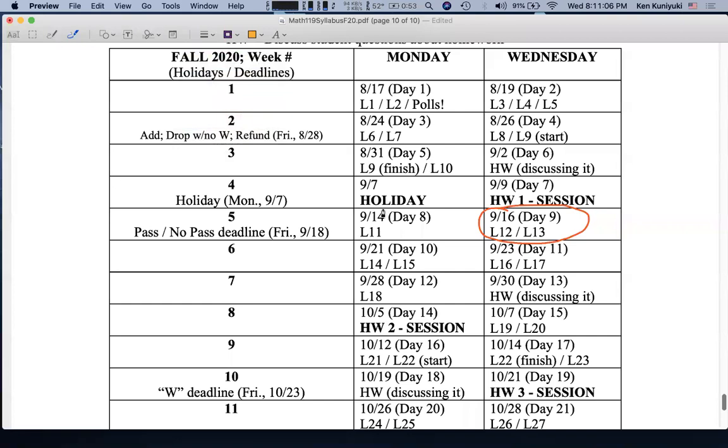Now, regarding the current homework assignment, that's lessons 11 through 18, and that's all due Tuesday, October 6th. Remember, we have 2 sessions to discuss the homework, and then this homework is due Tuesday, October 6th, lessons 11 through 18, and they're on my website.